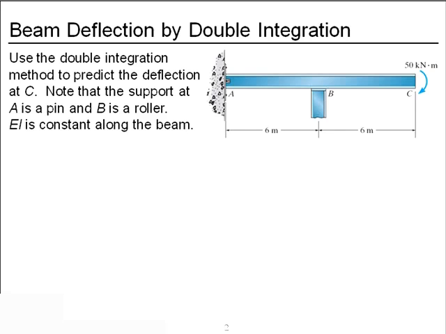Here's our beam. It is simply supported, pin at A, roller at B, with a cantilevered end, and a couple moment applied only at end C. We're going to use double integration to predict the vertical deflection at C. And note that the modulus of elasticity, E, and the moment of inertia, I, are constant along the beam.